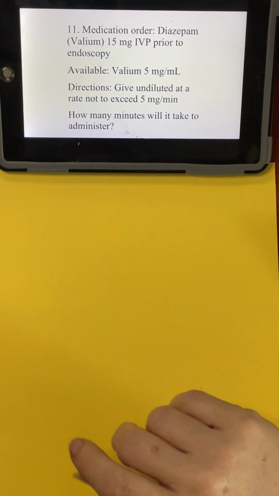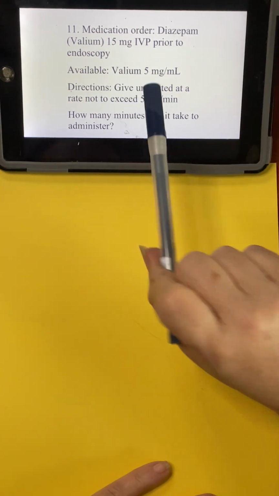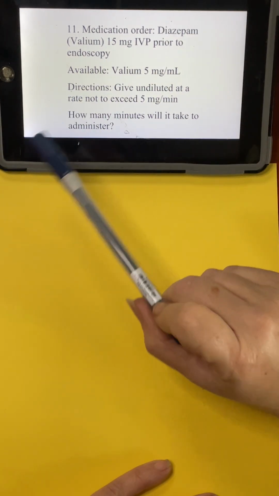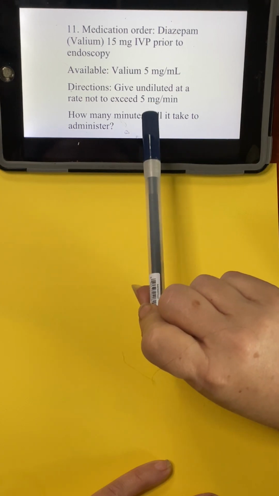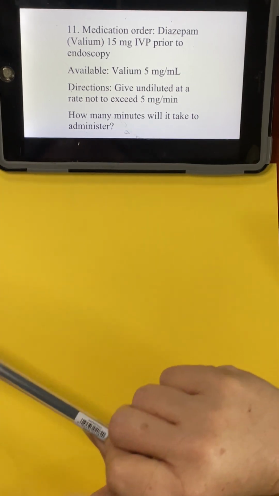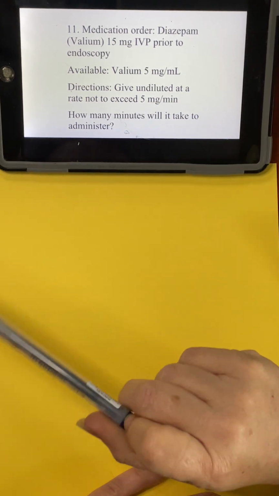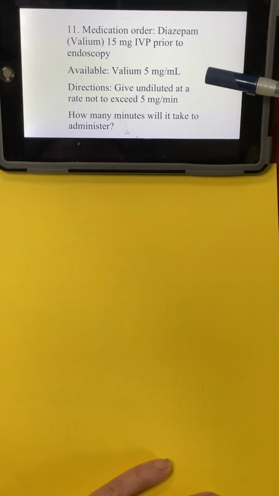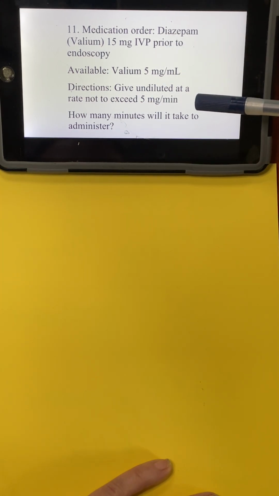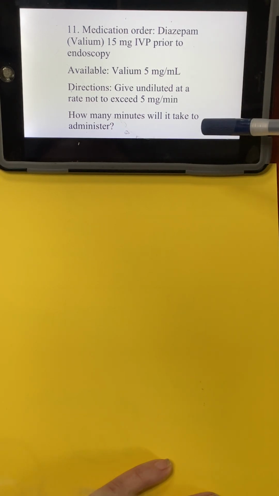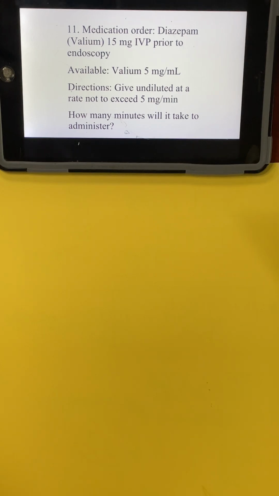Okay, it says the medication order is for diazepam or Valium, 15 milligrams IV push prior to endoscopy. Available is Valium 5 milligrams per milliliter. Give undiluted at a rate not to exceed 5 milligrams per minute. How many minutes will it take you to administer?